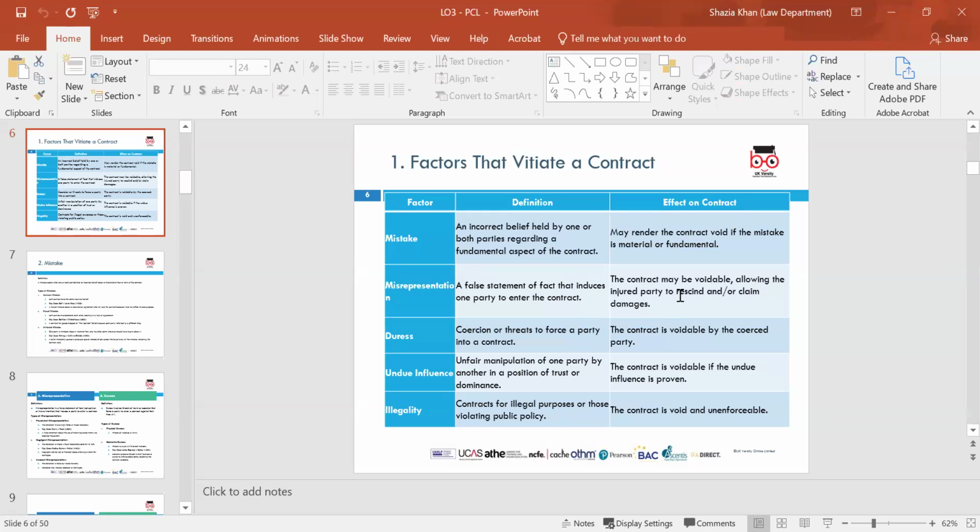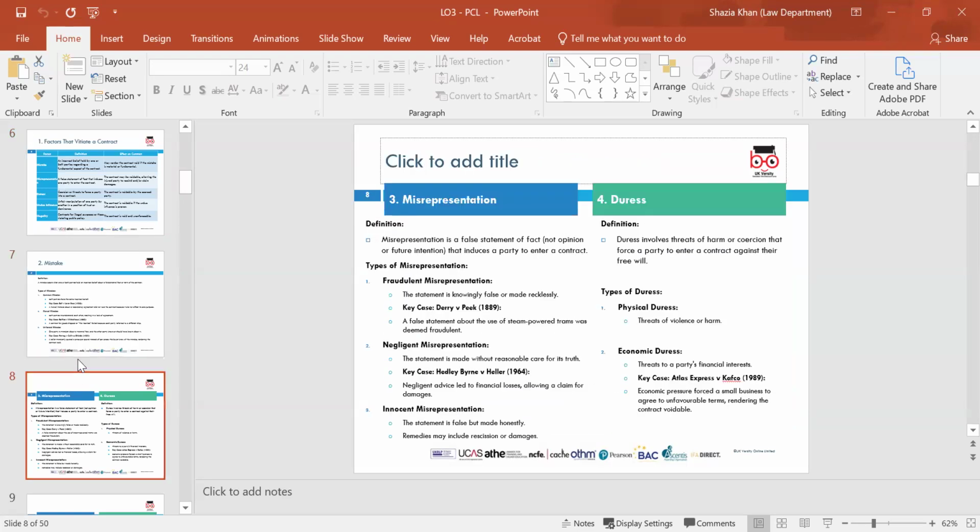And then we've got duress, which is coercion or threats to force a party to get into a contract. And that happens if the mental capacity is not right as well. The effect on the contract is voidable. Undue influence is manipulation by one party of another through trust or dominance, and the effect on the contract is that it is voidable if undue influence is proven. And then illegality: contracts for illegal purposes and those violating any sort of public policy. The contract is void and unenforceable.